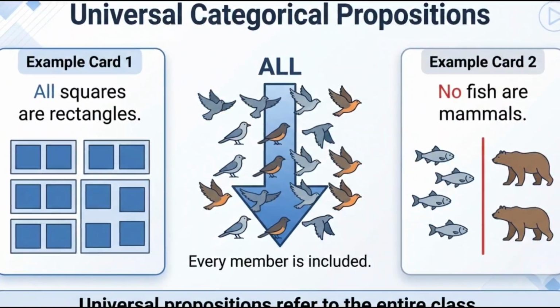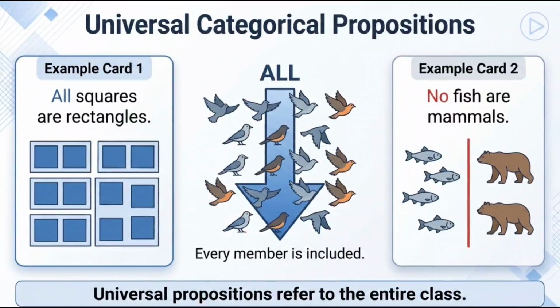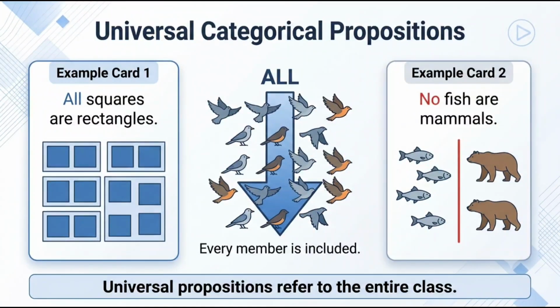A universal proposition refers to every member of a class. It often begins with words like all or no. For example, all squares are rectangles and no fish are mammals. Universal propositions make claims about an entire category.